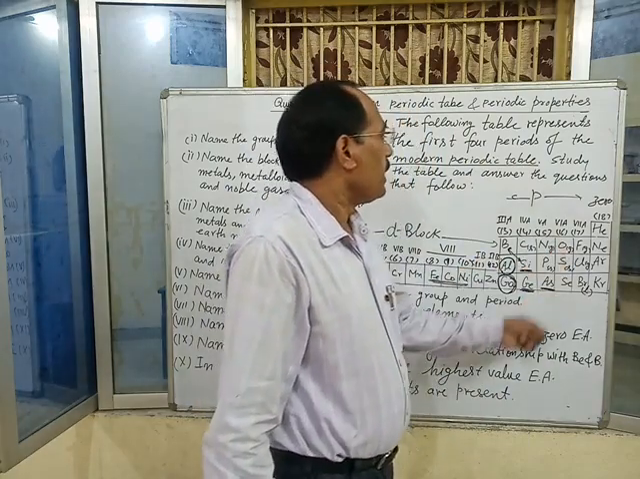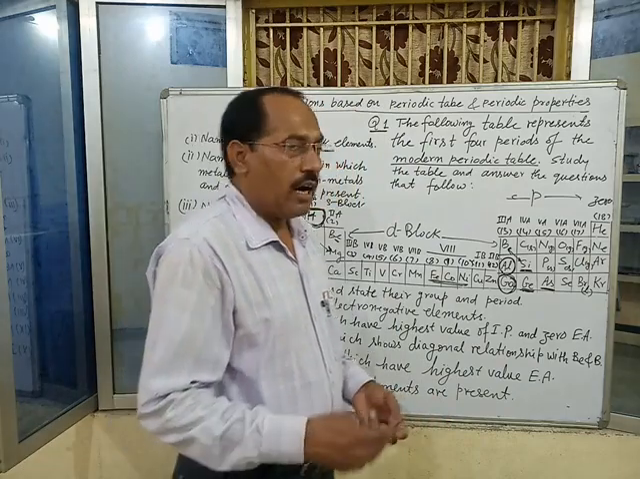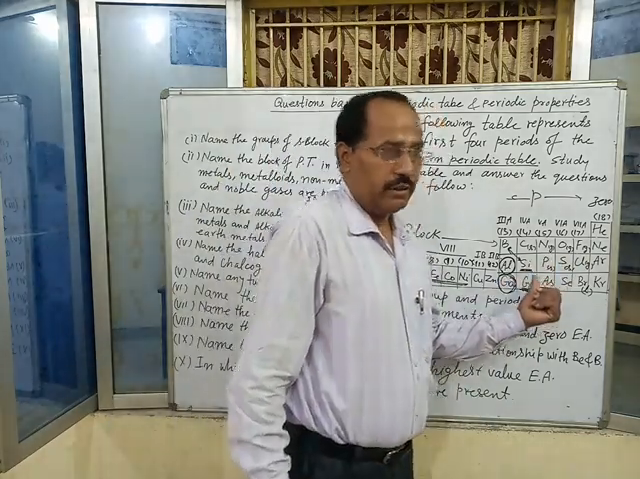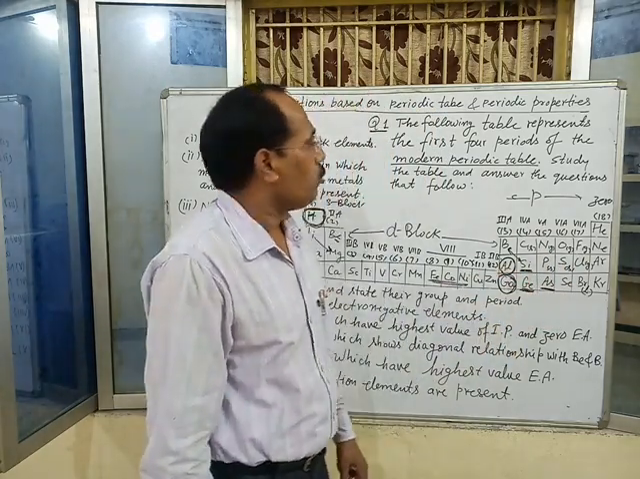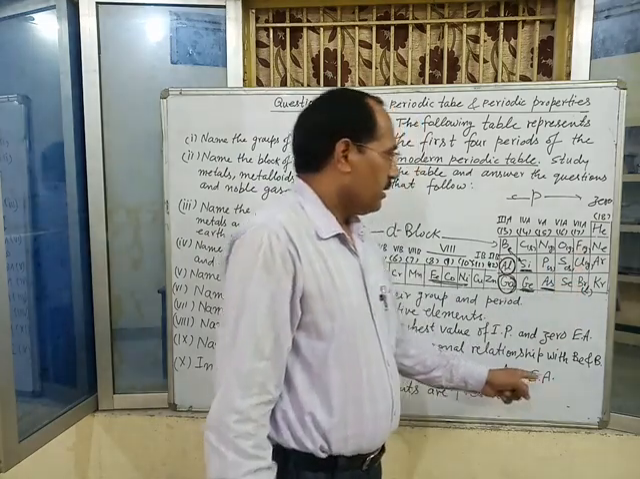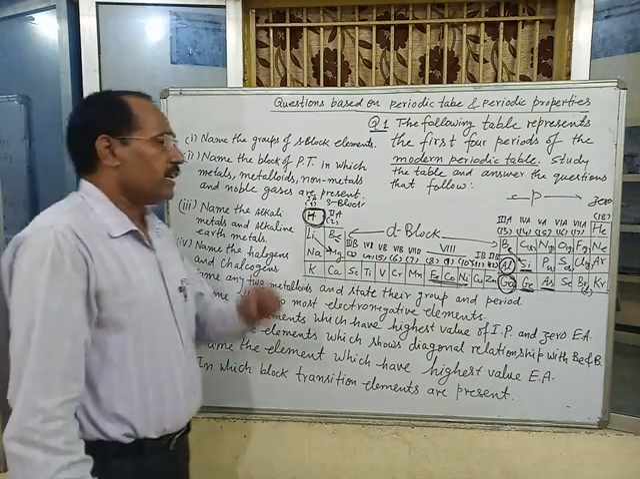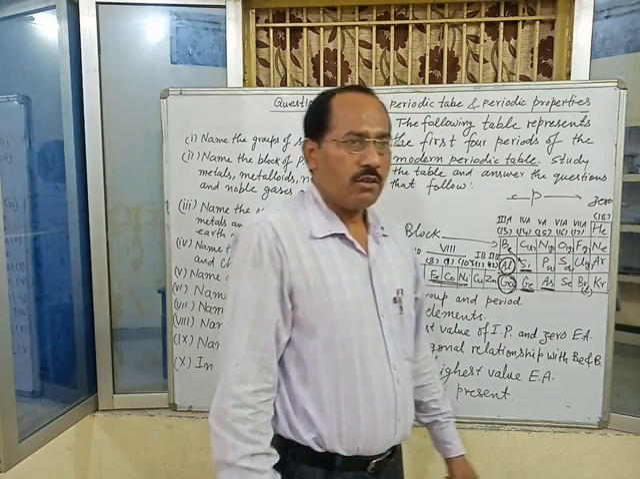They are ore forming elements, meaning most of the elements occur in the form of oxide and sulfide in the earth's crust, so they are known as ore forming elements or chalcogens. Halogens, fluorine, chlorine, bromine, iodine, form salts with alkali and alkaline earth metals, so they are also known as salt formers or halogens.